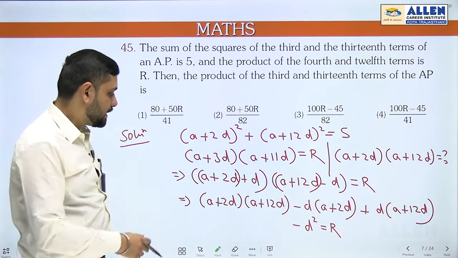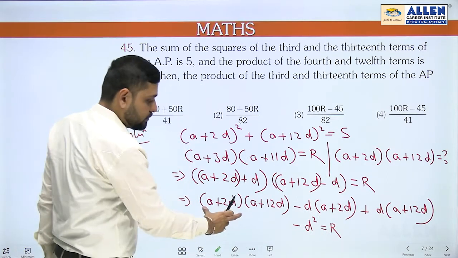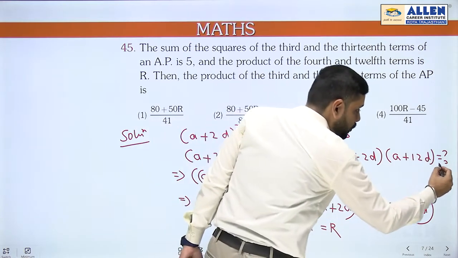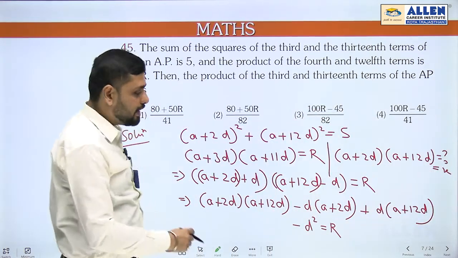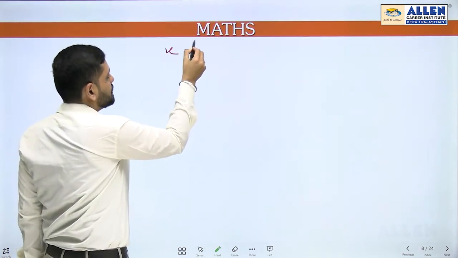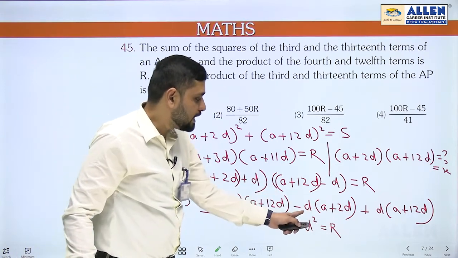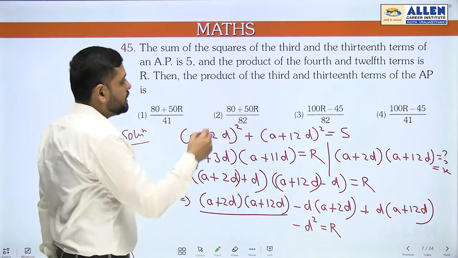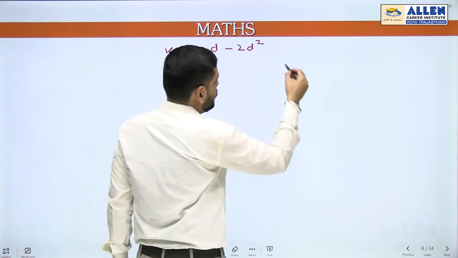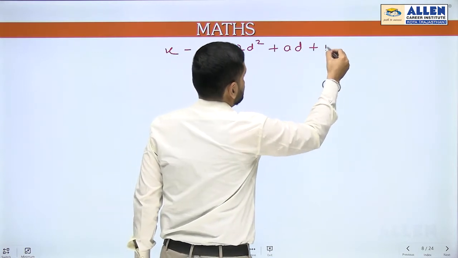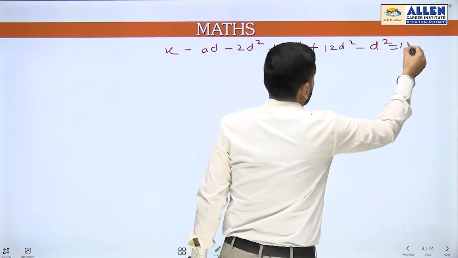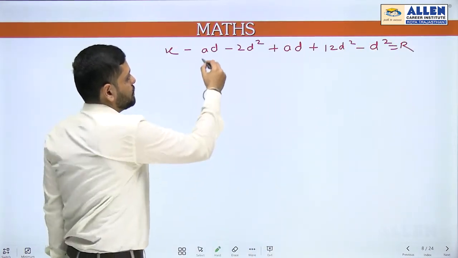Now if you open this bracket, because this we will keep the same, because we require the product of a plus 2d and a plus 12d. Let's take the product as x. So we need to find the value of x. So this term will be x, right? How can we write it down? We can write it down as x minus, if we open the bracket, we'll get minus ad minus 2d square, and if we open the bracket further, we'll get plus ad plus 12d square, right, minus d square equal to r. This we will get. So now we will cancel it.